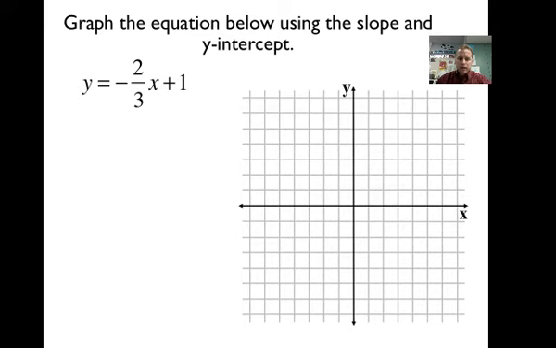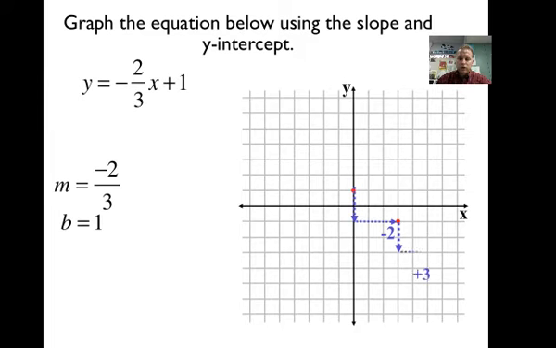Check, is y by itself? Yep. So what's my slope? -2/3. What's my y-intercept? +1. So plot your y-intercept first. You always have to start with the y-intercept. So we'll put that at 1. And notice that I moved the negative to the top. I can either move it to the top or the bottom, whichever makes me happy. So I'm going to go down 2, right 3.